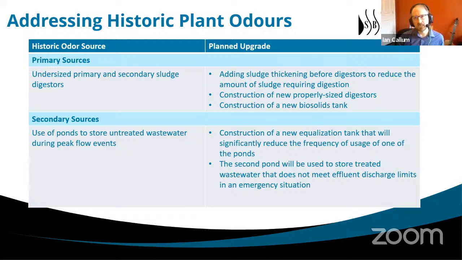So that would significantly reduce the number of times that only one of the ponds is used as it is currently used, to probably less than approximately 2 to 3 times a year instead of on a more frequent basis.